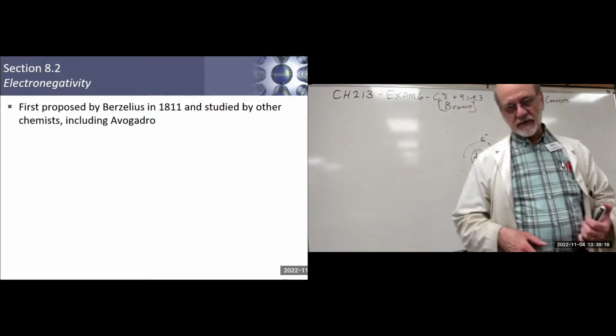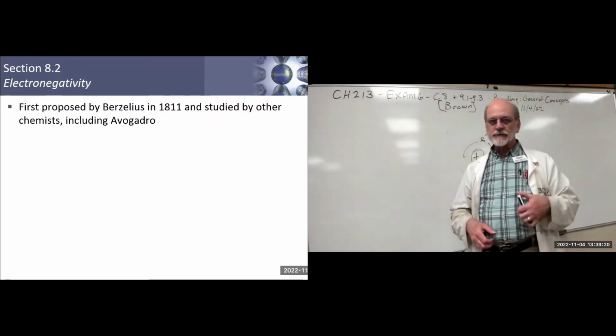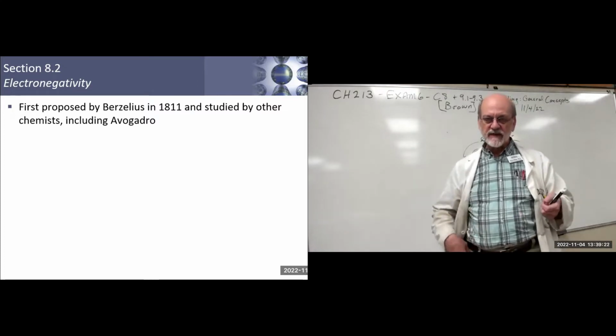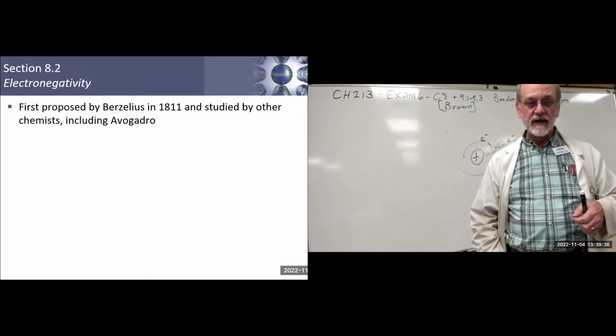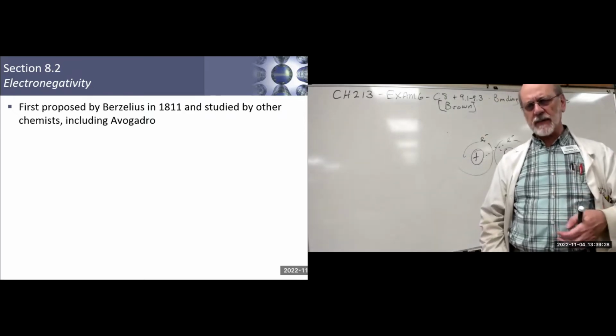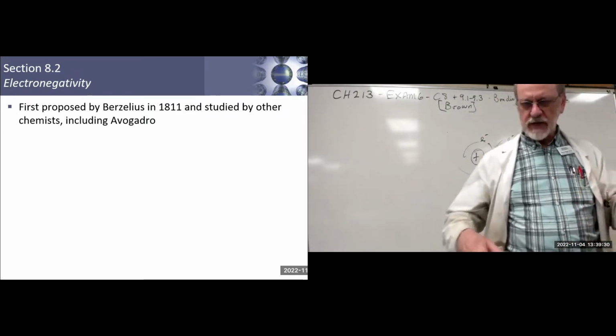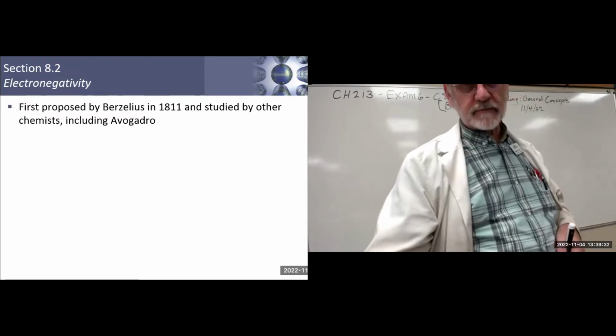The concept of electronegativity was first proposed by Berzelius. He was a Swedish chemist of the early 19th century. And of course, it was studied by other chemists as well after his original proposal.